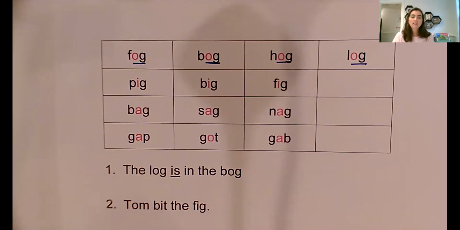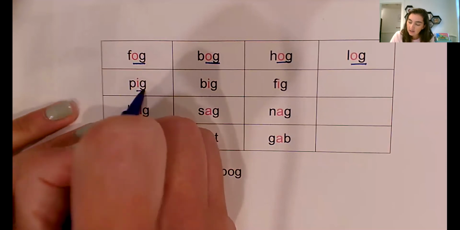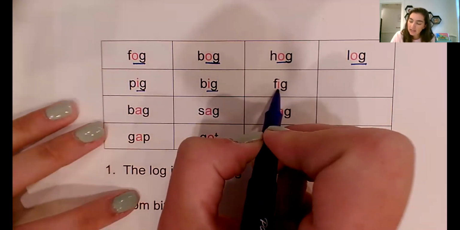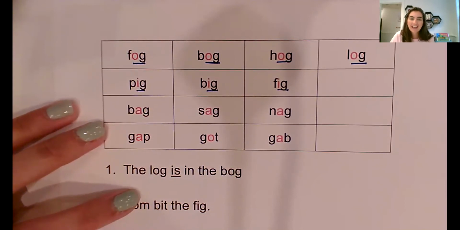Well done. Let's check out the word family in row 2. What word family do you see there? Ig. All right, go ahead and underline ig. And then we would continue with that.